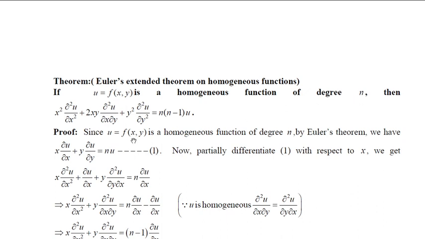we have already proved Euler's theorem is true for this. Therefore, I can apply Euler's theorem for this. So by Euler's theorem, x into ∂u/∂x plus y into ∂u/∂y is equal to nu. Now, partially differentiate this one with respect to x.